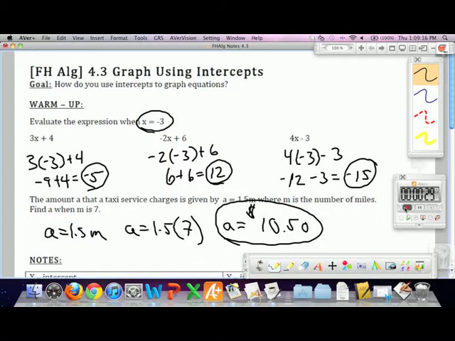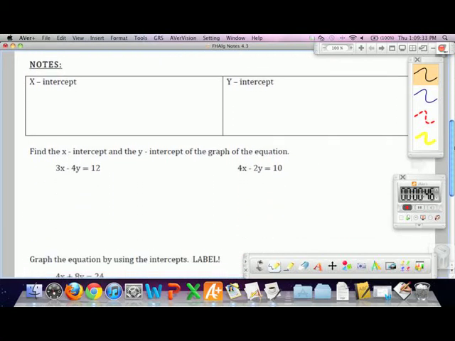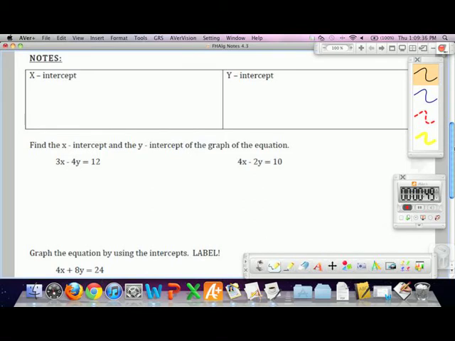You may recognize that name, hopefully you do. If not, we'll talk about it in just a second here. We're going to graph today using the intercepts, which, well, let's actually write down what the intercepts are, and then maybe we'll remember what's going on. Intercept is when something crosses something else. So the x-intercept is the place where a line crosses the x-axis.